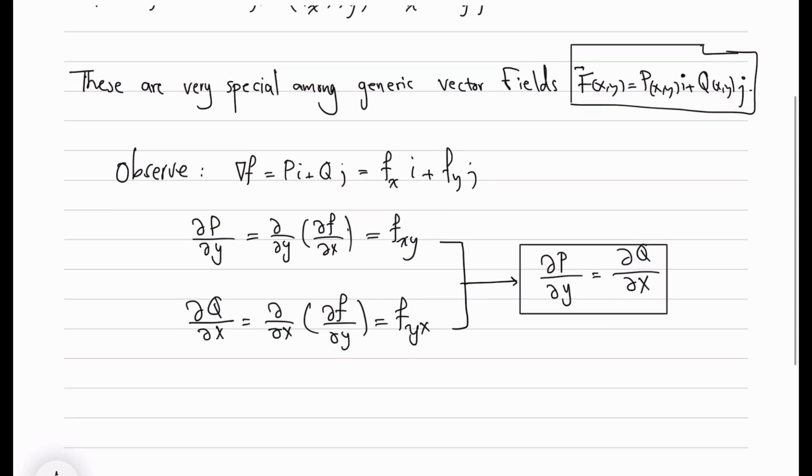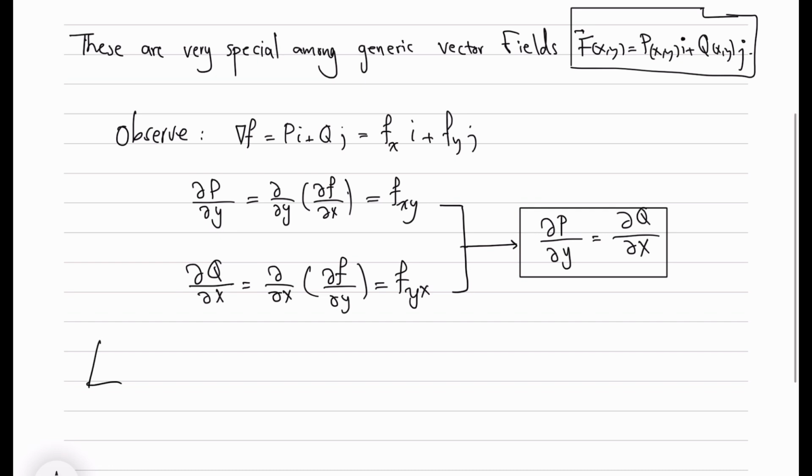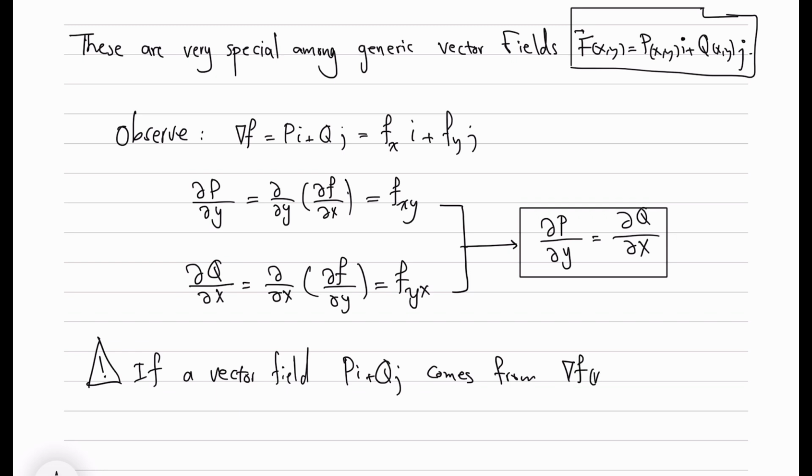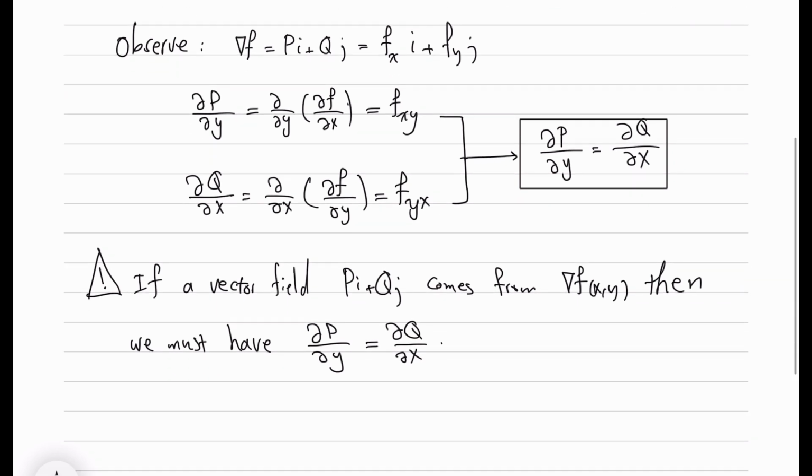So what we showed here is that, the first important fact, is that if a vector field Pi plus Qj comes from the gradient of some other f, then we must have partial of P with respect to y equal partial of Q over partial of x.